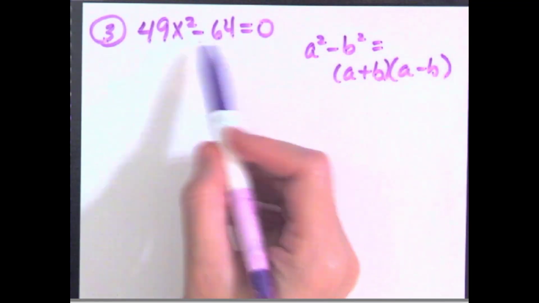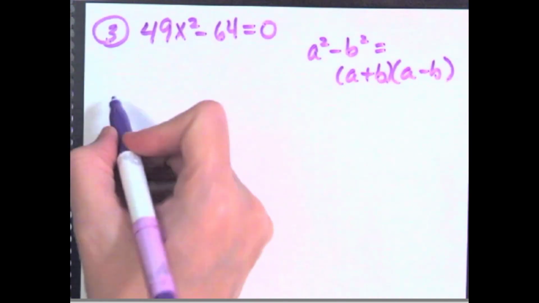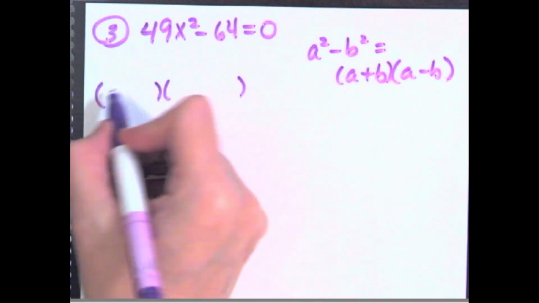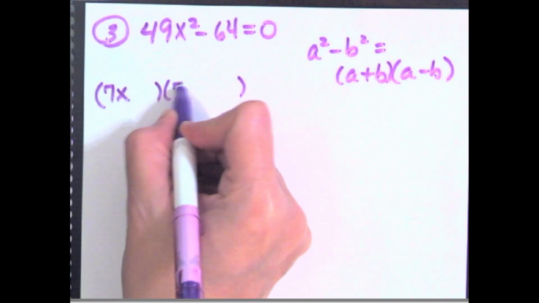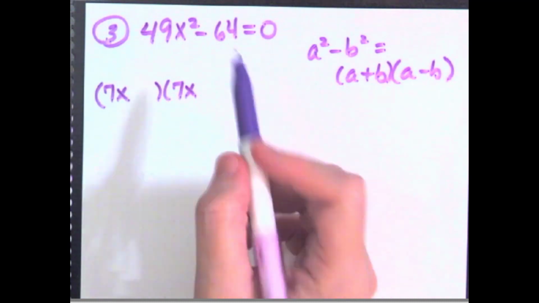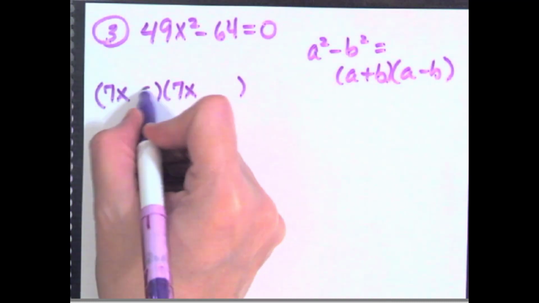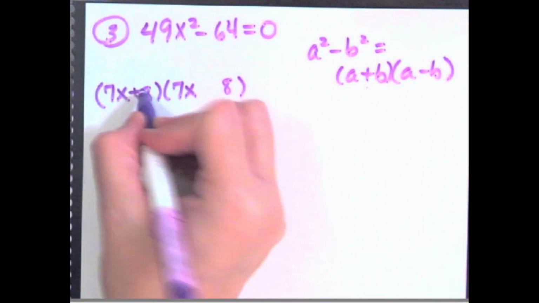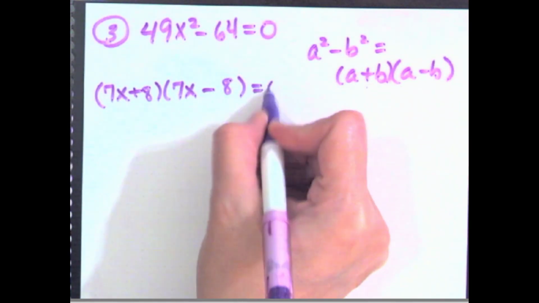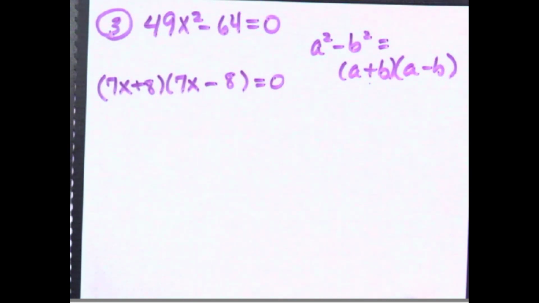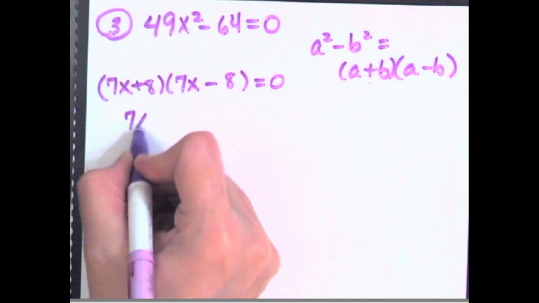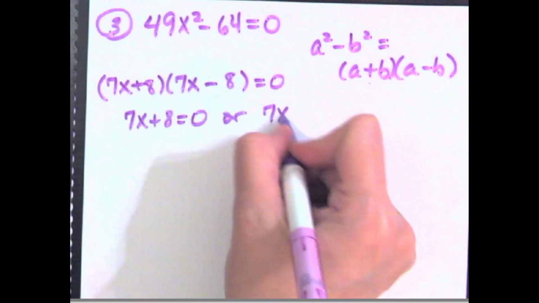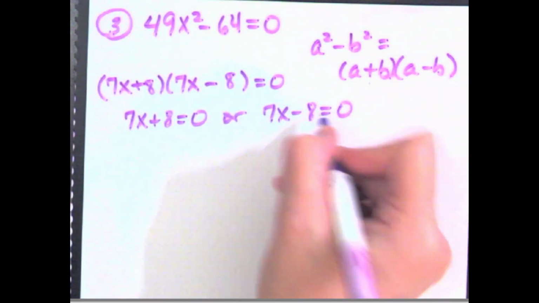So we're going to use this rule to factor this. So for 49x squared, what do we square to get 49x squared? Well, that would have to be 7x. And then what do we square to get 64? Well, we said that was 8. And remember our rule, one is a plus, one is a minus. And so either 7x plus 8 equals 0, or 7x minus 8 equals 0.